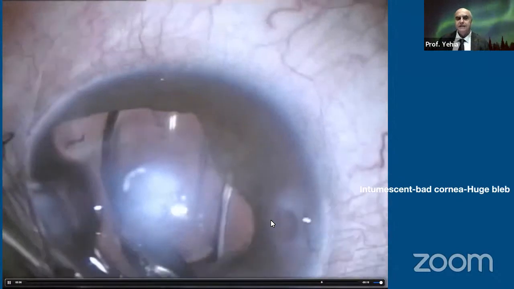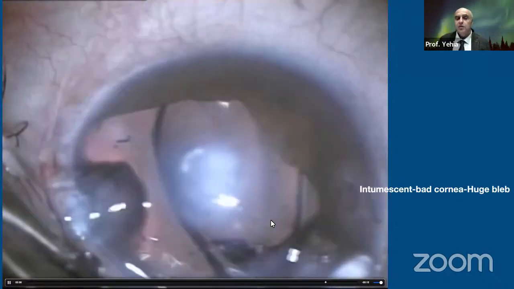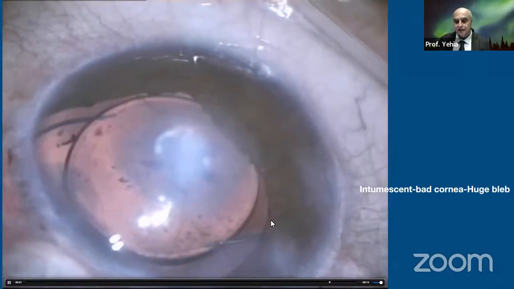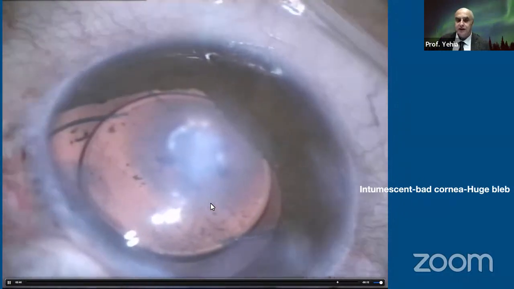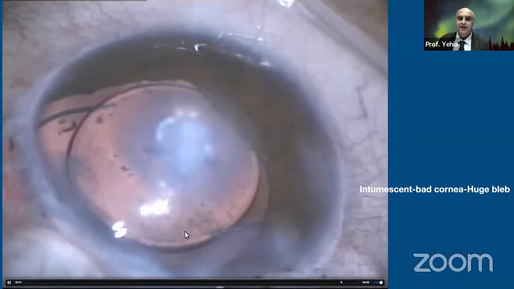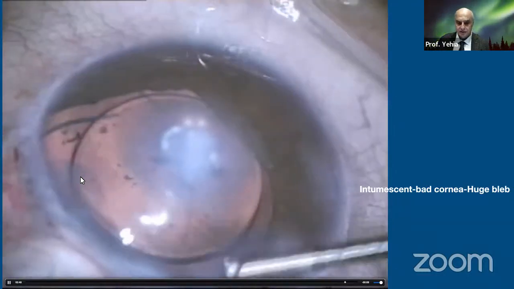Implanting a three-piece lens. I prepared the three-piece because I was not sure that I would get the lens in the capsular bag, but if you have it in the capsular bag, it's a good thing. But having a three-piece lens is a good choice.